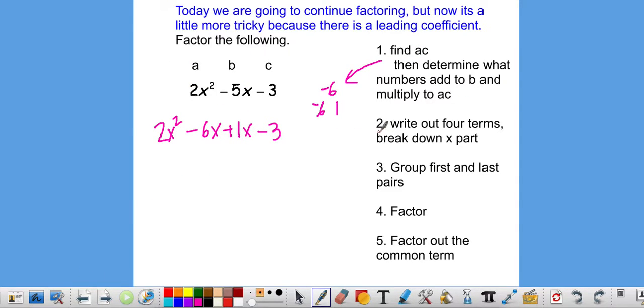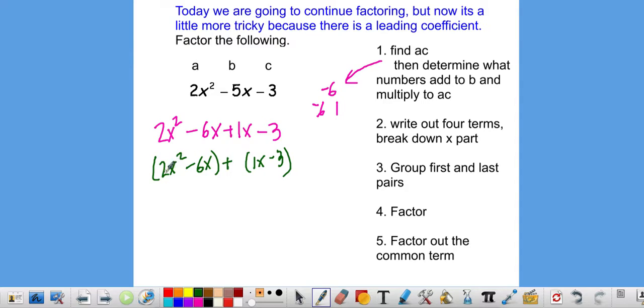Now what we do is we have 4 pieces. So we're going to factor this by breaking it down into 2 pairs. So we're going to group the first and the last pairs. I'm going to go ahead and do this in a different color and in a different line. So I have 2x squared minus 6x plus 1x minus 3. And now I'm going to factor each of these individually.